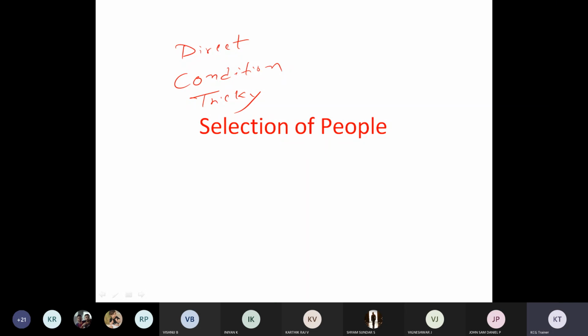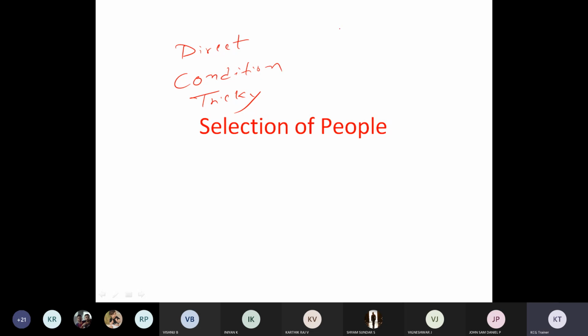What do you mean by direct? Whenever what is to be selected, it will be given to you in the question directly. Those kinds of questions are called direct selection.